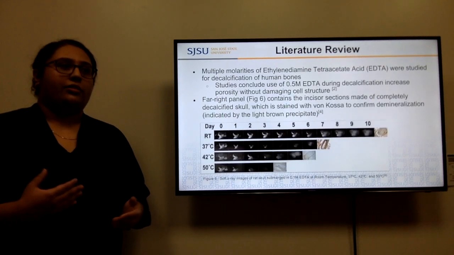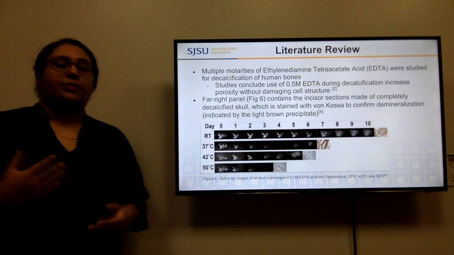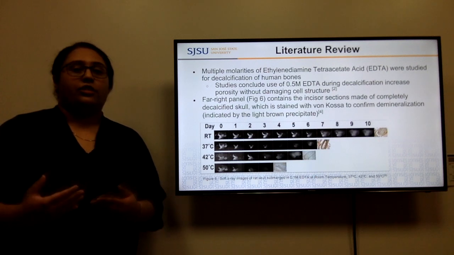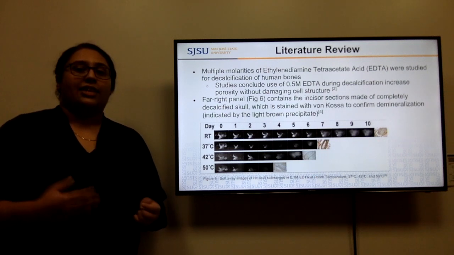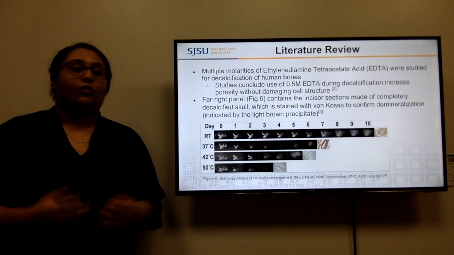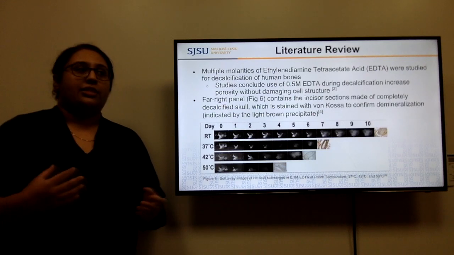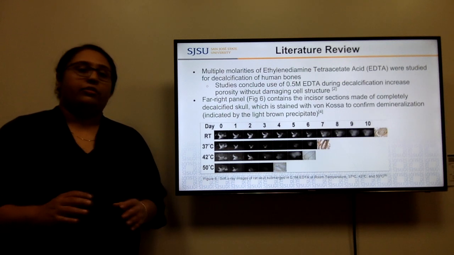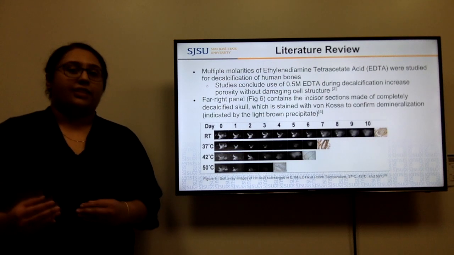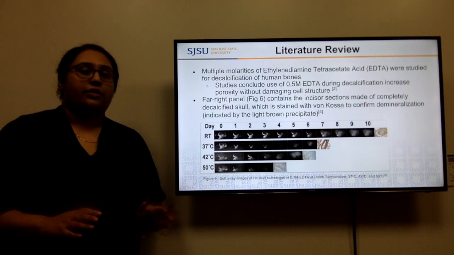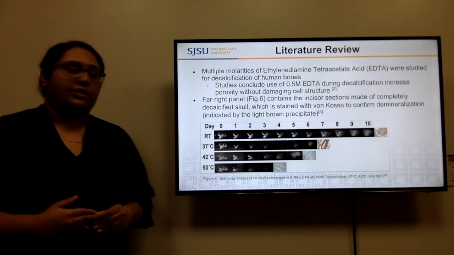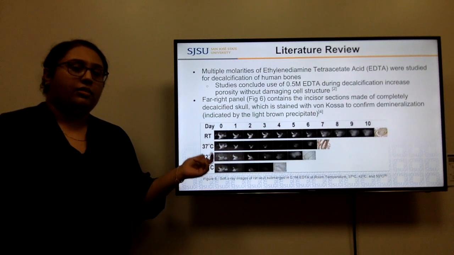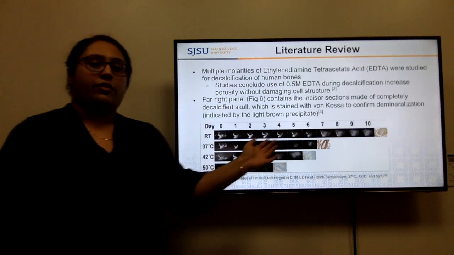One of the first things that we had to face was to simulate an osteoporotic bone. We found that studies showed multiple molarities of ethylenediaminetetraacetic acid, more commonly known as EDTA, were studied for the decalcification of human bones. Studies conclude that around 0.5 molar of EDTA during decalcification increases the porosity without damaging the cell structure of the bone itself. The image at the bottom shows the decalcification of a rat skull at various temperatures for a total of 10 days.